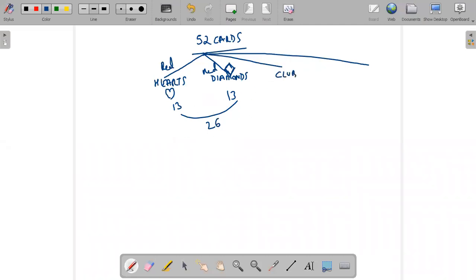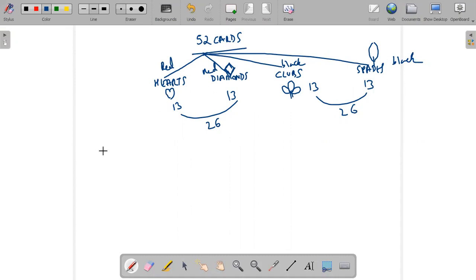Then we have clubs. Clubs is like a flower, and this is black. And then we have spades, which is like a leaf. Spades is also black. So we have 13 clubs, 13 spades. The 26 cards here are black and 26 are red. So out of 52, 26 are red cards and 26 are black cards. Joker is not included. Sometimes Joker is also there in that packet, but for our calculation purpose, we are not counting the Joker. We are considering only these 13 cards each.